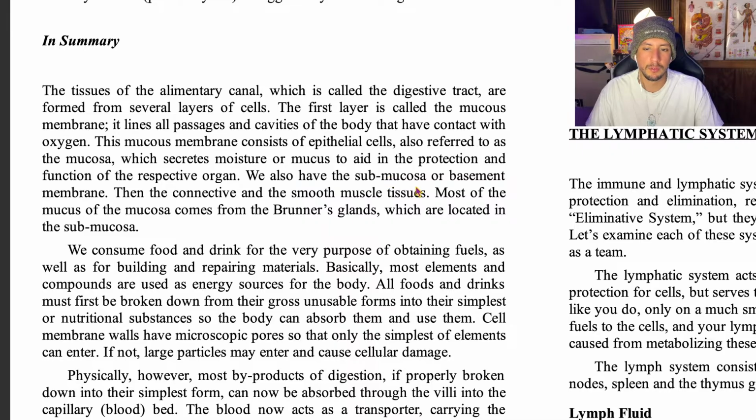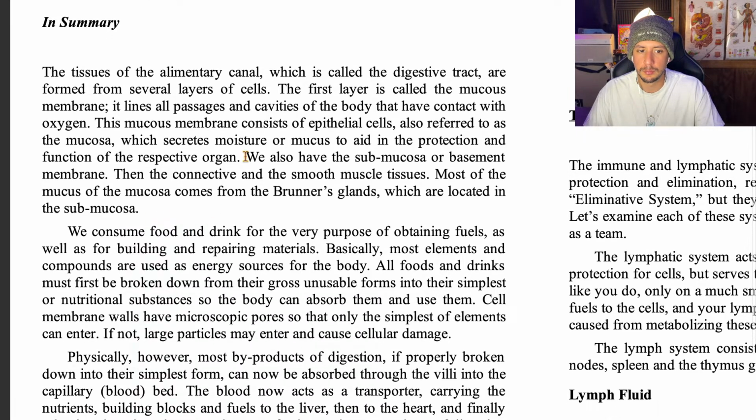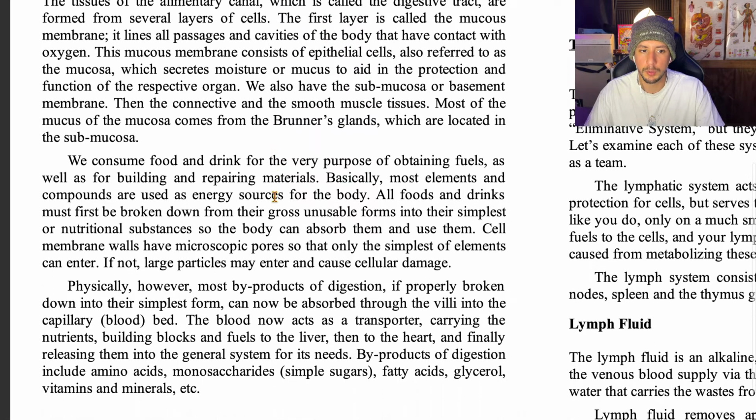We also have the submucosa or basement membrane, then the connective and the smooth muscle tissues. Most of the mucus or the mucosa comes from the Brunner glands, which are located in the submucosa. This is a big recap right here, but just so you know, the digestive tract is lined with mucus, and mucus plays a very big role.